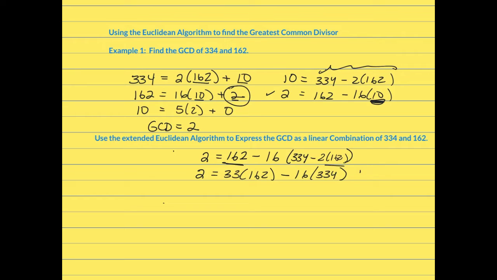And then we want to rewrite it just so we have these two coefficients out front. So 2 equals 334 times negative 16 plus 162 times 33. And there is our final answer.